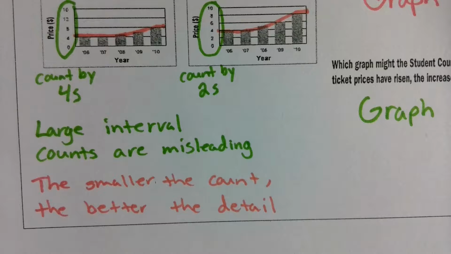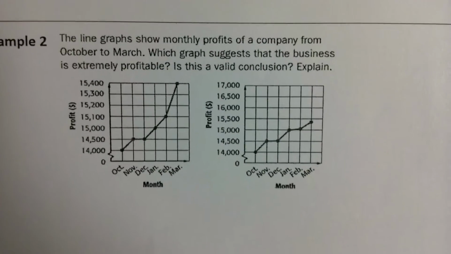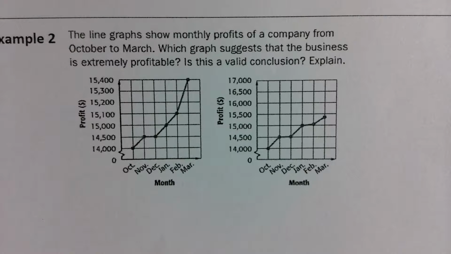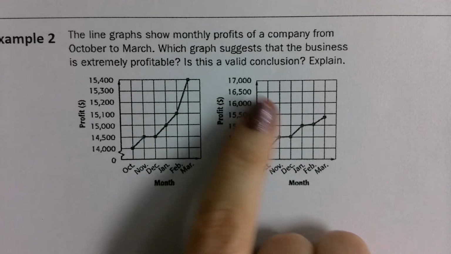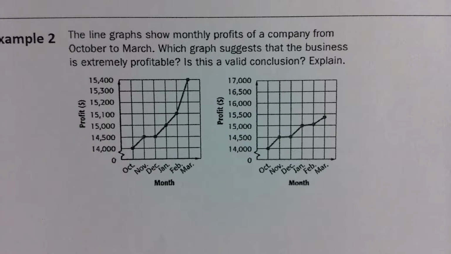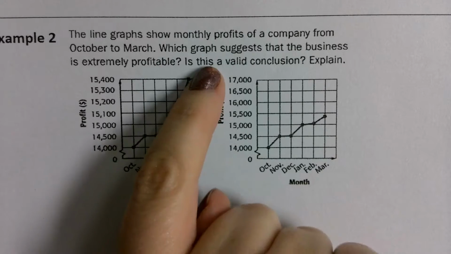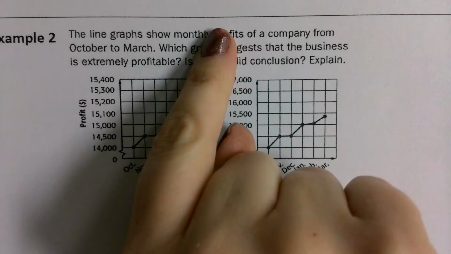All right, so let's go on down to example number 2. Example number 2 is with a line graph and not a bar graph. So again, these line graphs are showing the profit that a company is making between October and March. Let's say I'm going into a board meeting and I'm trying to get potential investors. The only way I can get somebody to invest in my company is by showing them that I'm making a lot of money and I'm making it quick. Which graph am I going to show them? The first one. The first one's going to make it look like I'm making a lot of money real fast, isn't it? Because it's shooting straight up.